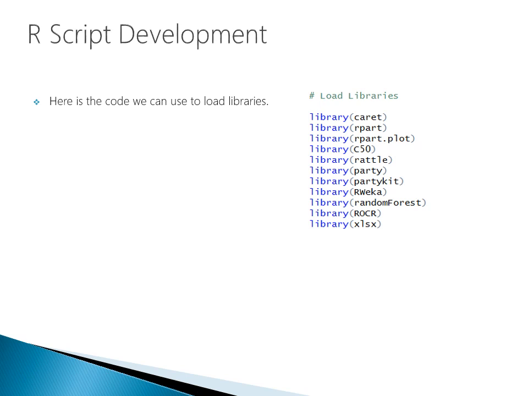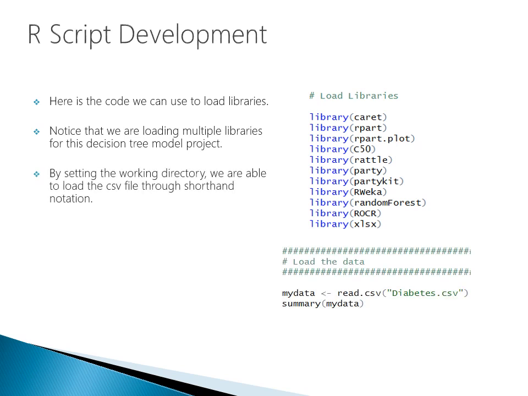Here is the code that we can use to load multiple libraries. Notice how for our mock project here, I have my note to myself that I'm now saying load the libraries, and then I've got just all the libraries that I'm loading throughout this. And there are quite a number of libraries that we're loading. By setting the working directory, we are able to load the CSV file through shorthand notation.